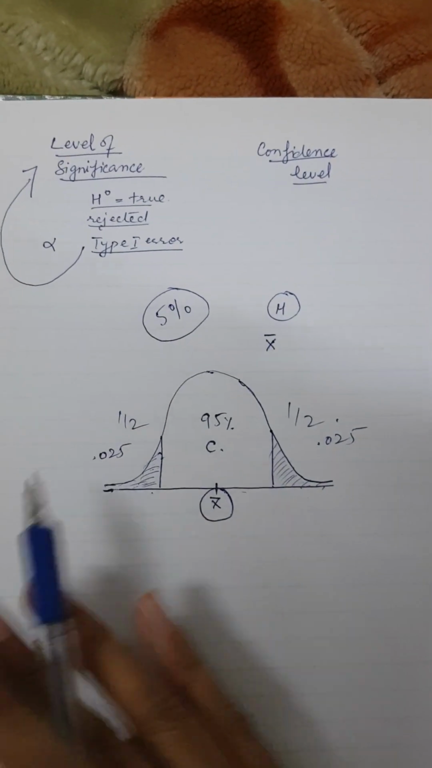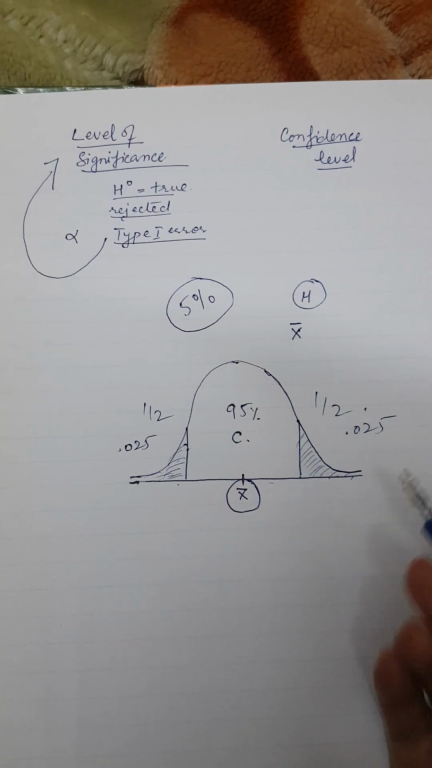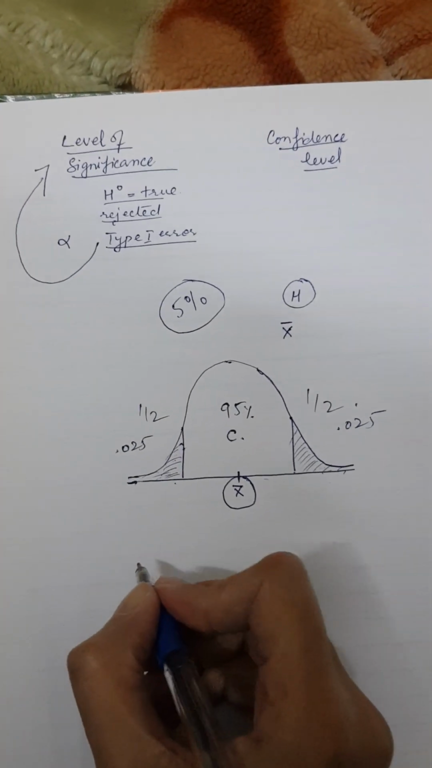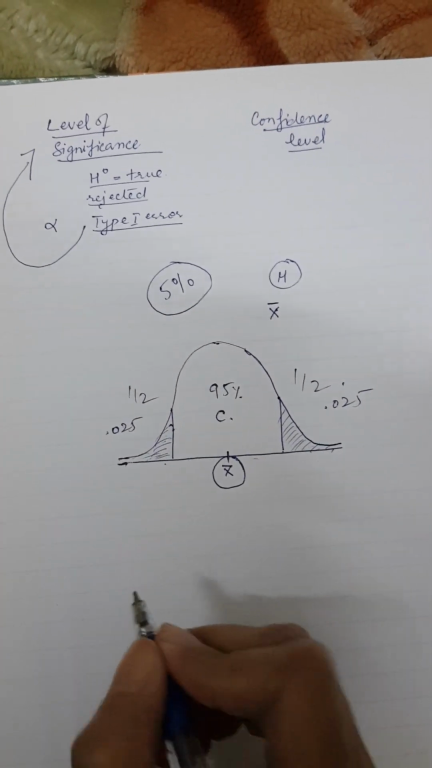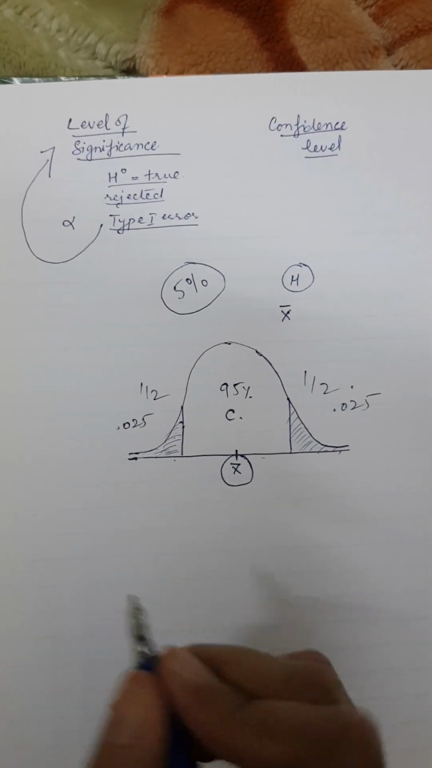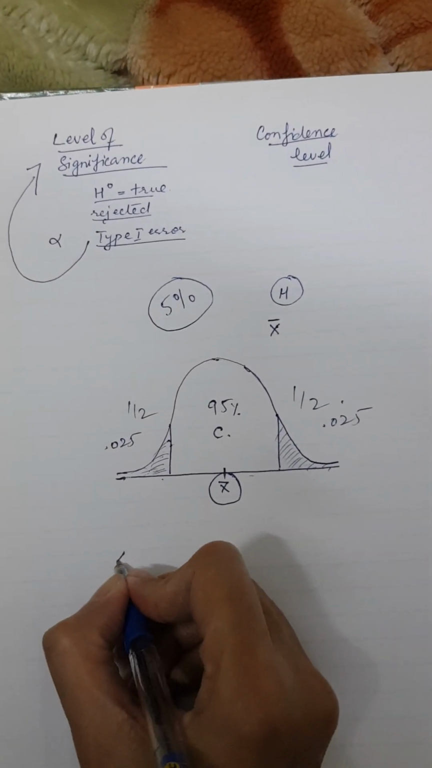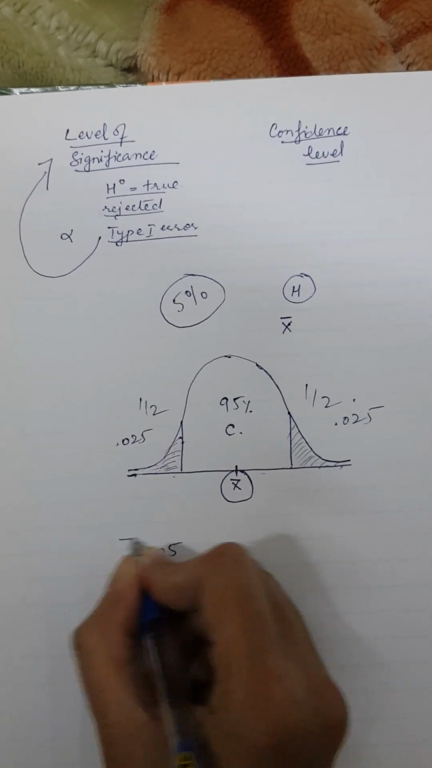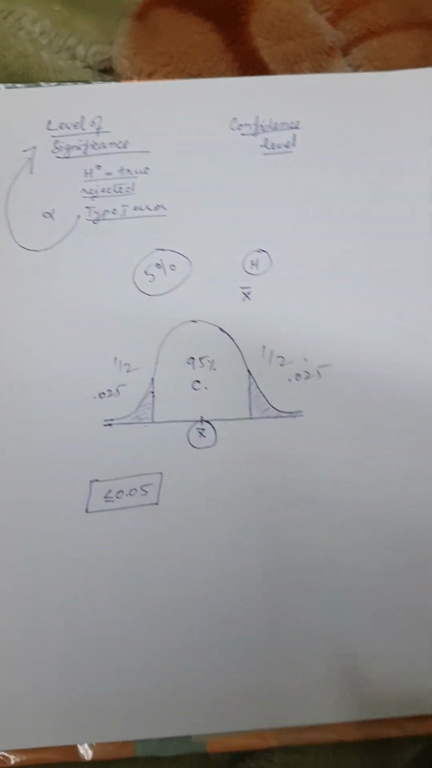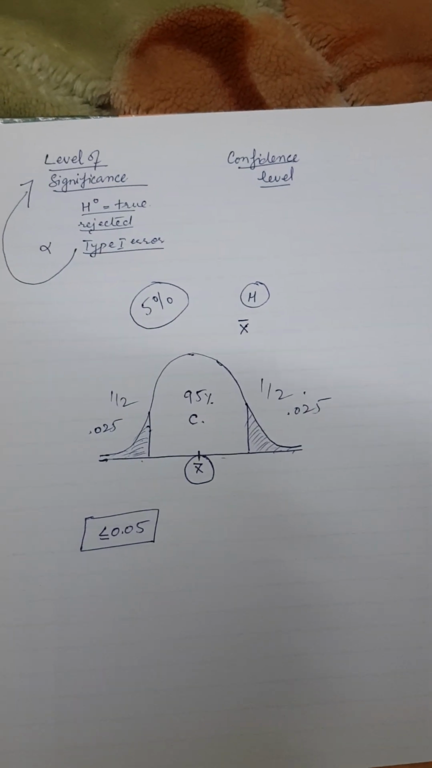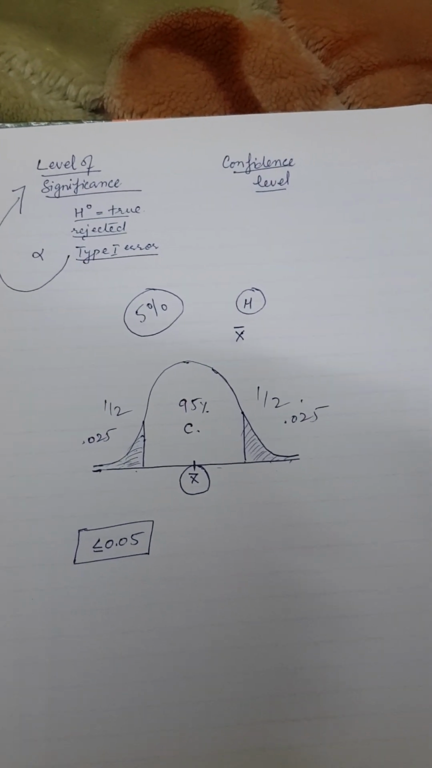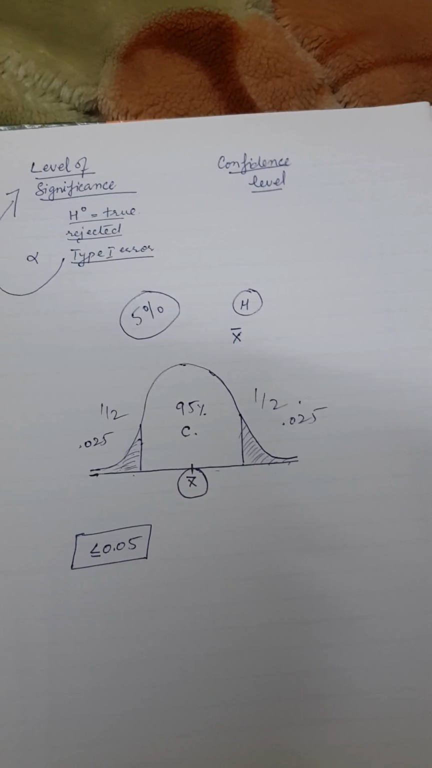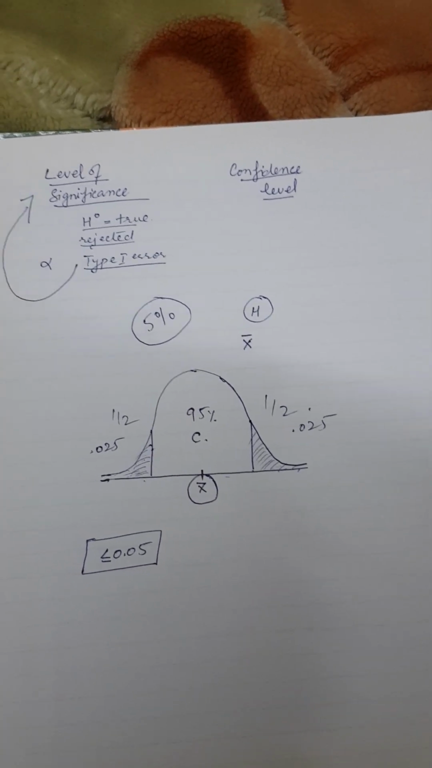So now we can relate it with another phenomenon. We all know that a significant p-value, a significant probability, is less than or equal to 0.05. And this is the reason why we always say that if the probability value, the p-value, is less than or equal to 0.05, then it is significant.